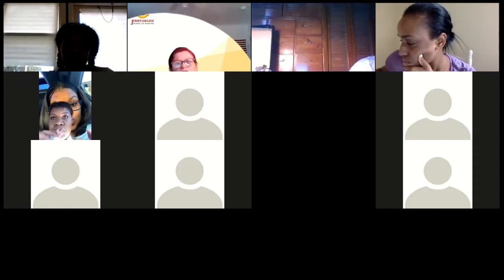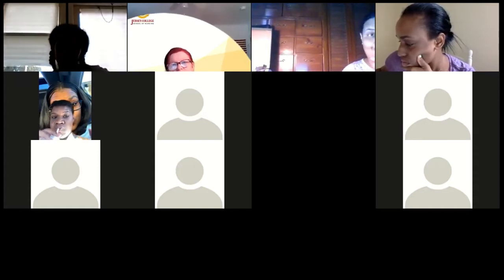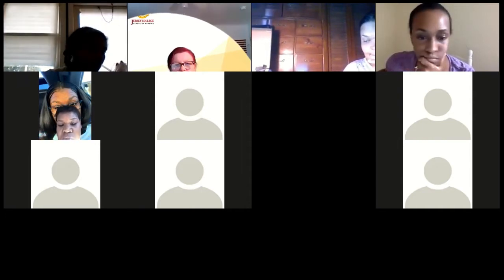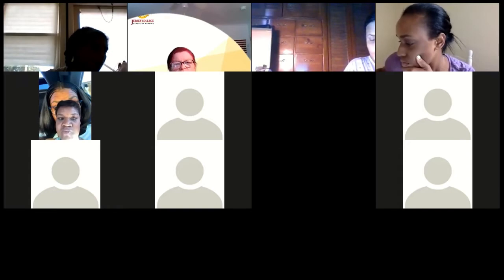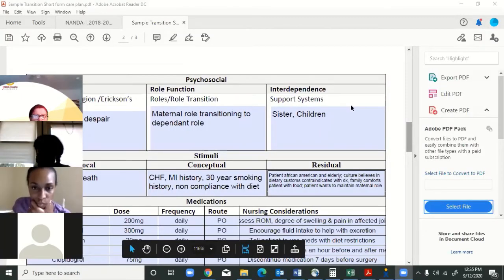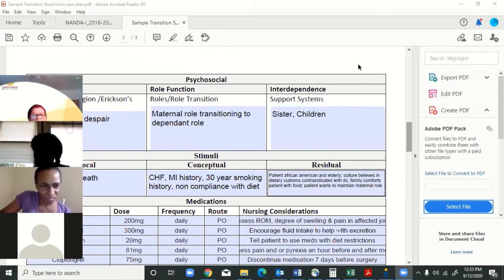Okay, so the top was just the medical history, which we talked about. And then when you get to the middle, which is where your RAM stuff goes, psychosocial goes up here first. So you're thinking about what would your patient's body image be like? What would their religion be? What would Erikson's stage be?